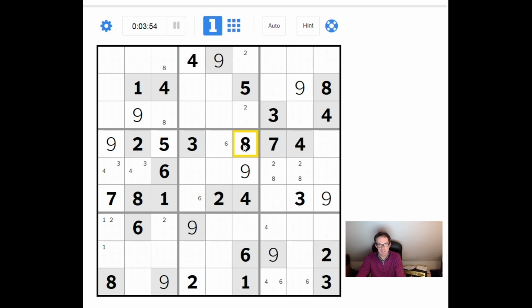Now, can we use this 8? Yes, this 8 and this 8 interact to force an 8 into one of those two squares, which means this can no longer be an 8. And 1s, one here and a 1 here. So they interact on this block in exactly the same way and force a 1 and an 8 there.